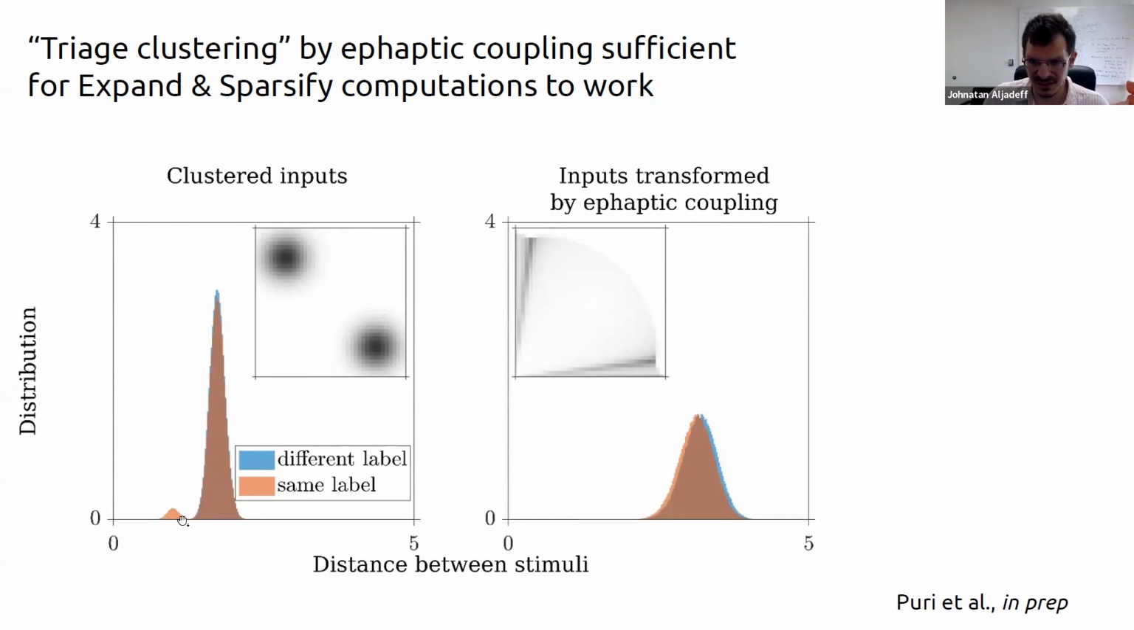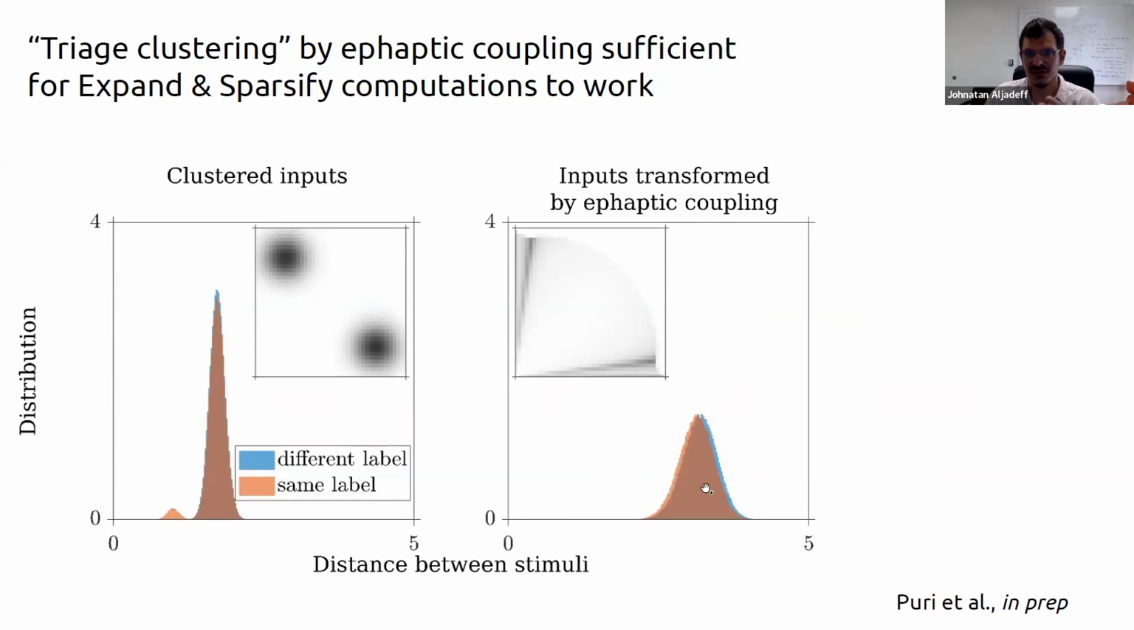And you can see here that this little bump in this distribution represents odors that belong to the same cluster. So all the odors that belong to the same cluster have the same label. So only the red distribution has this little bump at small values. When we look at initially a uniform distribution of stimuli, which is then transformed by Ephaptic coupling, the distributions of responses that have the same label or different labels are much, much closer.